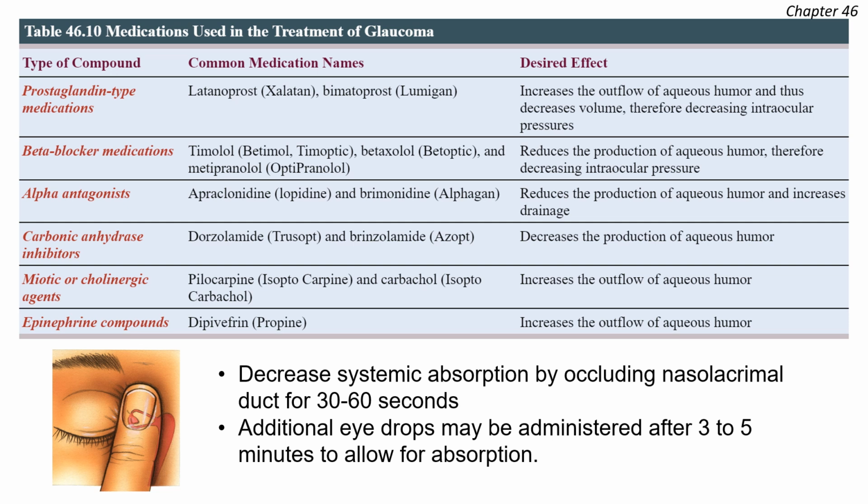So this becomes crucial that these patients have teaching that when they're administering these eye drops at home, they are putting pressure on the nasolacrimal duct for at least 30 to 60 seconds. That will decrease systemic absorption. Okay, so really important education. Sometimes these are contraindicated with patients that are taking similar medication drug classes. So for any patient being prescribed glaucoma medications, you should ask, what kind of medications are you taking at home, and make sure none are contraindicated.